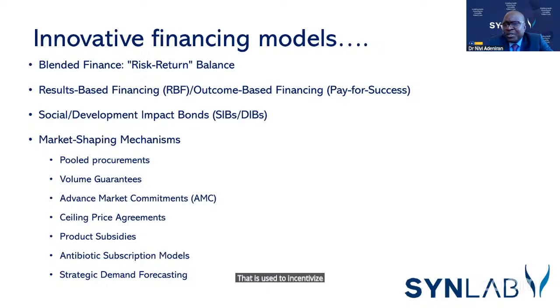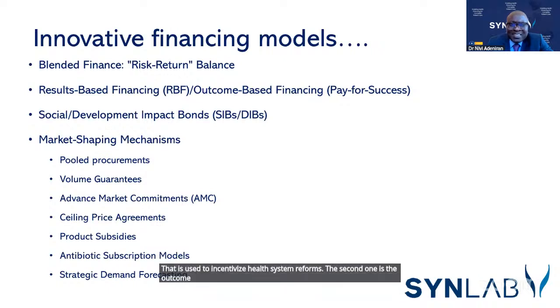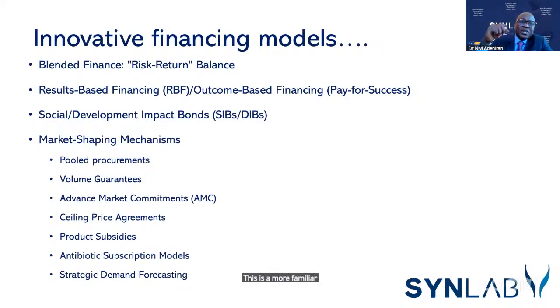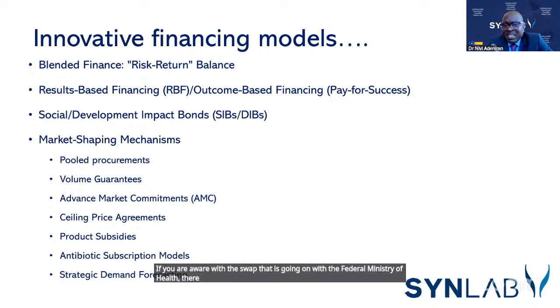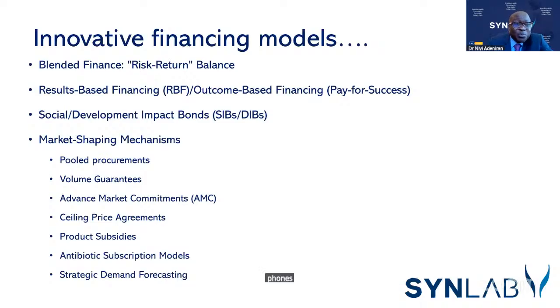incentivize health system reforms. The second one is outcome-based financing or results-based financing, which we usually call pay for success. This is a more familiar model in many programs in Africa, including Nigeria. If you are aware of the SWAp that is going on with the Federal Ministry of Health, there are a lot of projects that follow this model, this result-based financing. Payments are made to health providers or local governments based on verified outputs, such as the number of children vaccinated. Funds are only disbursed after specific verified health targets are achieved.